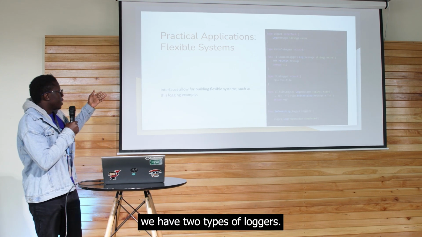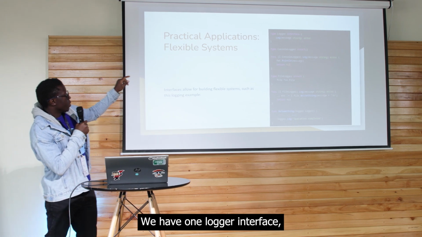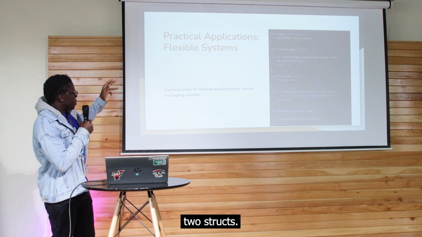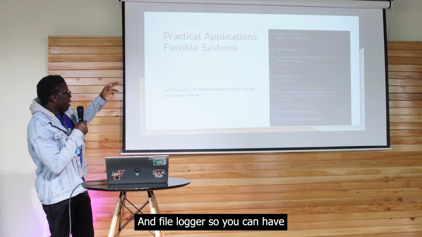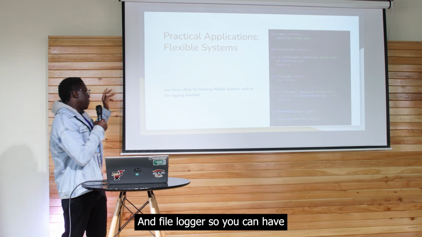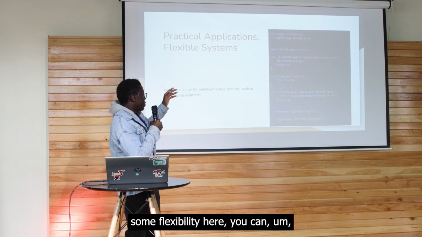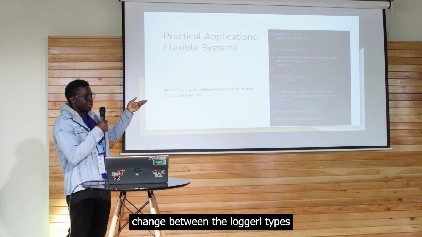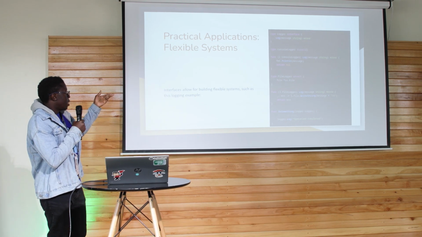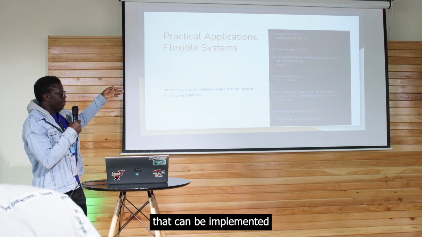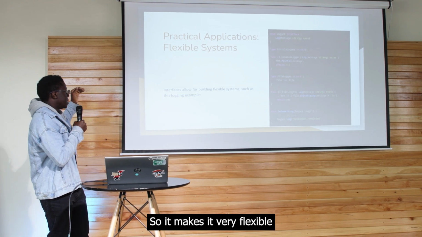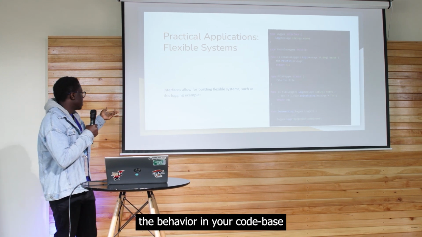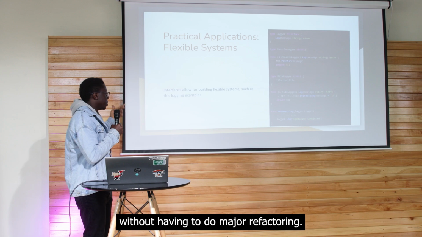In this example, we have two types of loggers. We have one logger interface, and then it's being implemented by two structs. So we have a console logger and a file logger. So you can have some flexibility here. You can easily change between the logger types that you're using in your code by simply having this interface that can be implemented in different ways. So it makes it very flexible to change the behavior in your code base without having to do major refactoring.